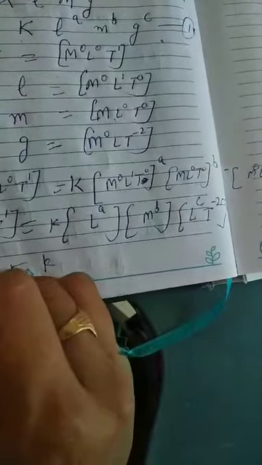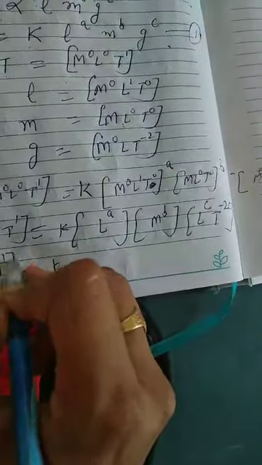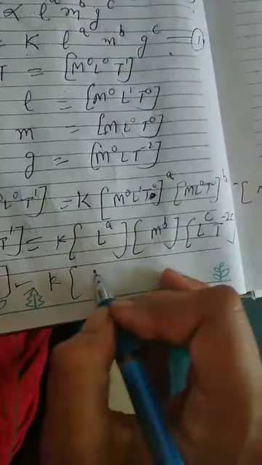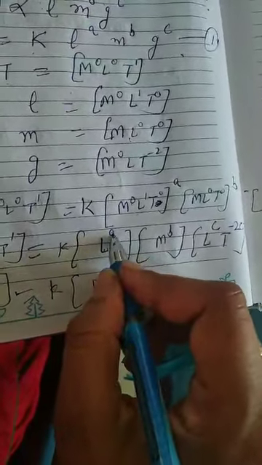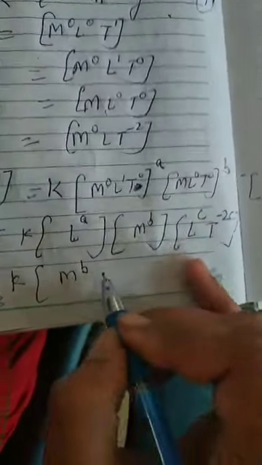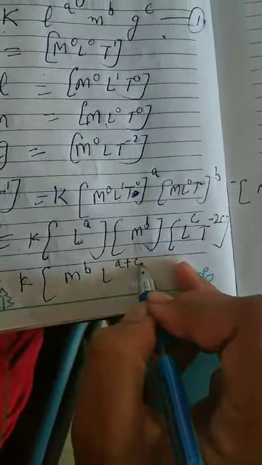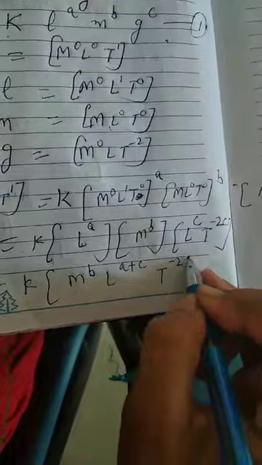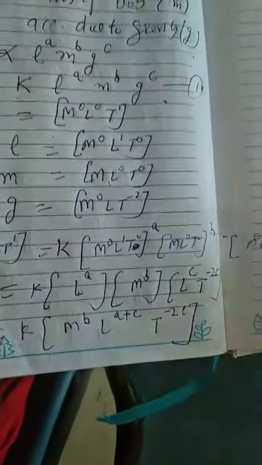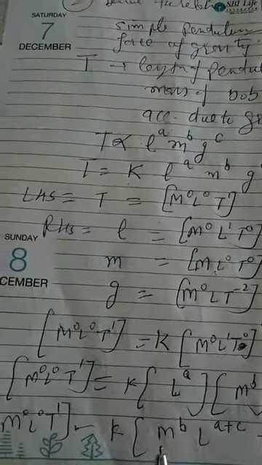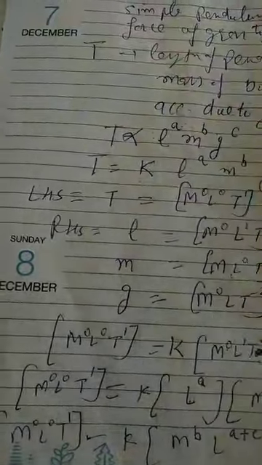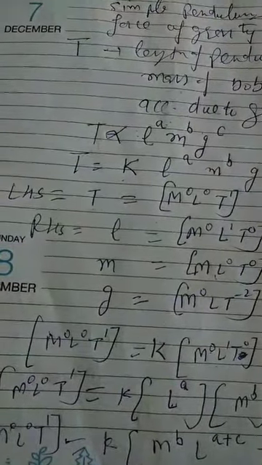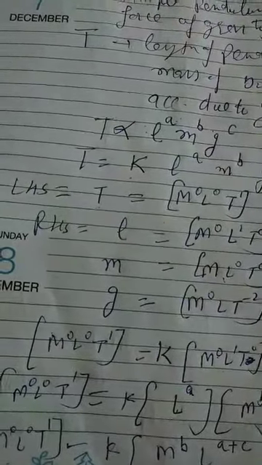Combining, it will be M raised to power b, L raised to power a plus c, since one power is a and the other is c, and similarly T raised to power minus 2c. Now comparing the powers on both sides. Here M raised to power b, and here M raised to power 0. So from the left and right hand sides, b will be equal to 0.